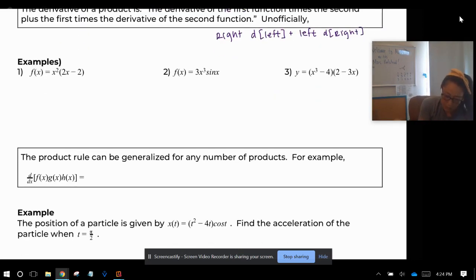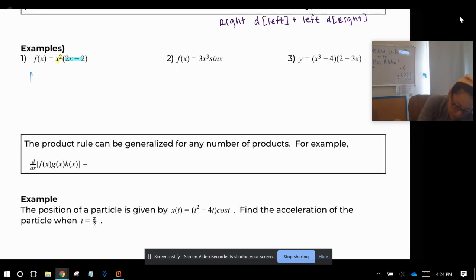We're going to pick out our two functions that are being multiplied together. I have x squared and 2x minus 2. So the left is x squared, the right is 2x minus 2. So we're going to take the derivative of each. You can set it up on the side. I'm going to call u equal to x squared and v equal to 2x minus 2. You may have to do this work on the side and you may not. It's fine, okay?